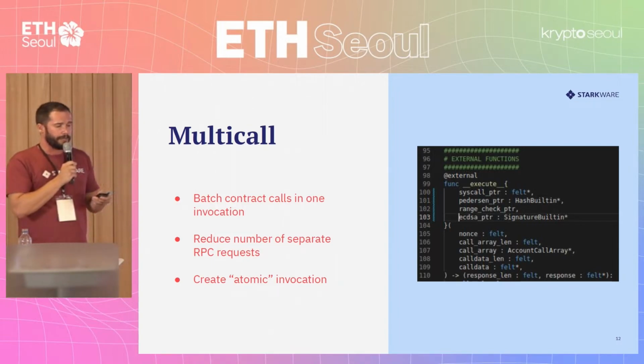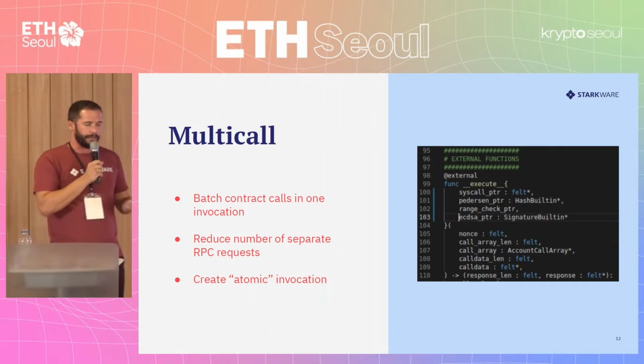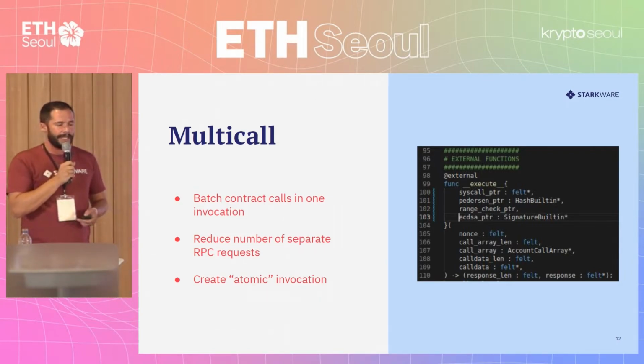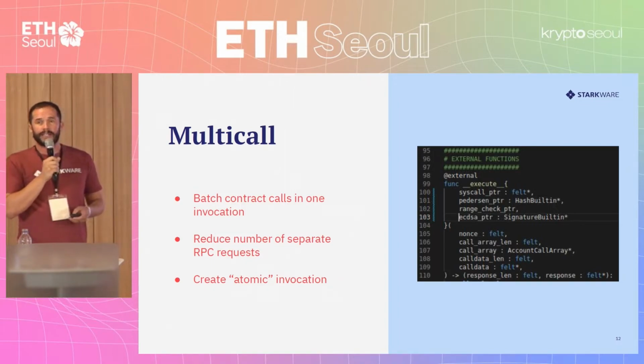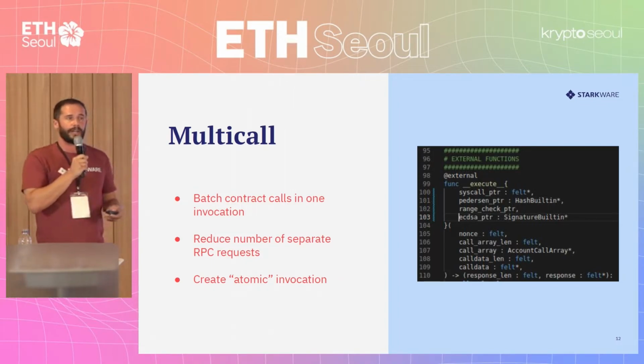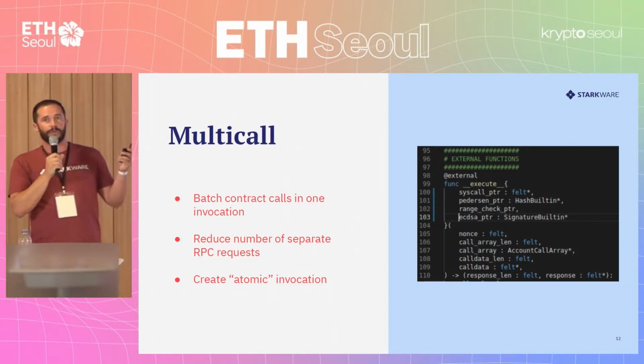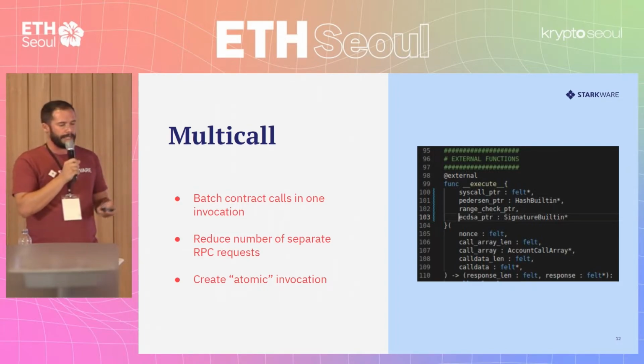So multi-call. With multi-call, you can batch contract calls in one invocation. You can reduce the number of separate RPC calls and create atomic invocations. One of the cool things about Argent X specifically, and a lot of the account abstraction models on Ethereum, is that they actually by default implement a multi-call, and if you only have one transaction that you'd like to put on the network, it's still just a multi-call of one transaction.